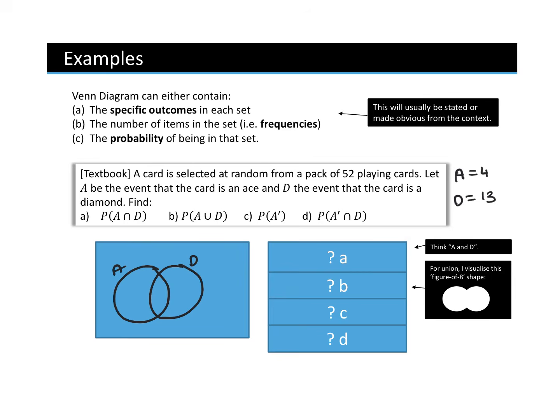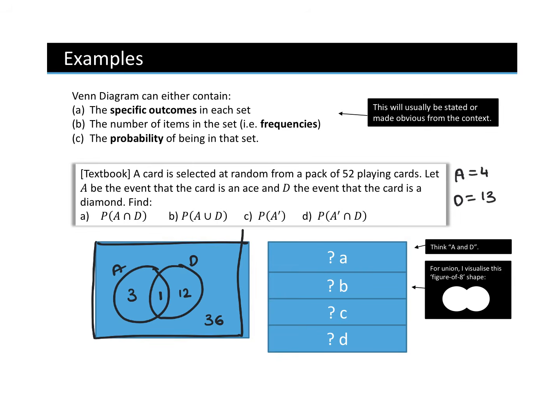How many aces are diamonds? 1. So I know that's going to go in the middle. Then, if there's 4 aces in total, that means that 3 aces are not diamonds. If there's 13 diamonds, 12 are not. And then this is going to give me a total of 16. There's 52 in a deck, so 36 must be on the outside. This is the worst rectangle I've ever drawn. Okay then, so 36 will be the rest.